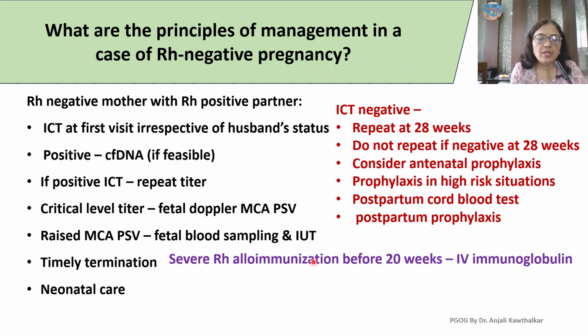Severe Rh alloimmunization before 20 weeks. In such a situation, now there is an emerging role of intravenous maternal immunoglobulin therapy. It will delay the need for intrauterine transfusion. And in ICT negative pregnancy, we need to proceed by repeating the test at 28 weeks, and antenatal prophylaxis, if feasible, should be given. In high risk situations, high risk for fetal-maternal hemorrhage, prophylaxis is needed. Postpartum cord blood test to be done, and postpartum prophylaxis is mandatory.